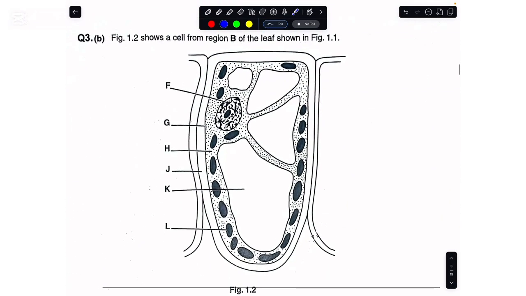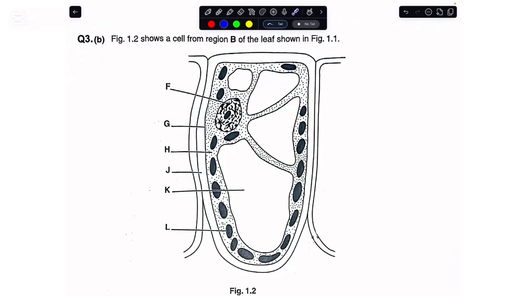Now, if I were to proceed to question number 3 that we have over here, they say that we are showing you figure 1.1, and this is a cell from the region B of the leaf shown in figure 1.1. So some part of this question is missing. For sure, there would be a leaf with us, and from the leaf, he has given you the diagram of this cell. So let me quickly tell you what components we have.